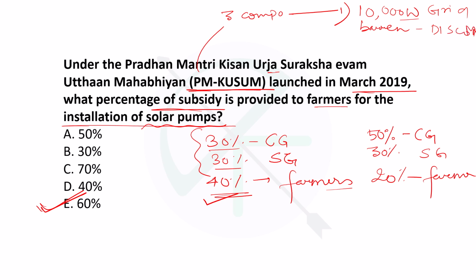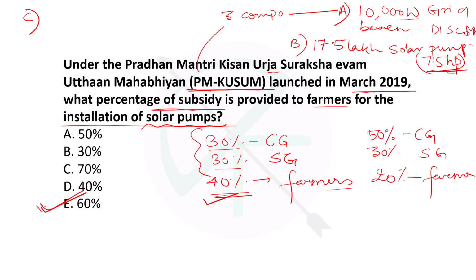Okay, this was component A. Then component B was installation of 7.5 lakh solar pumps all around India, and the capacity of the agricultural pumps will be 7.5 HP, right? Okay, so pumps of capacity more than 7.5 HP can also be installed, but the financial support will be limited to up to this much only.